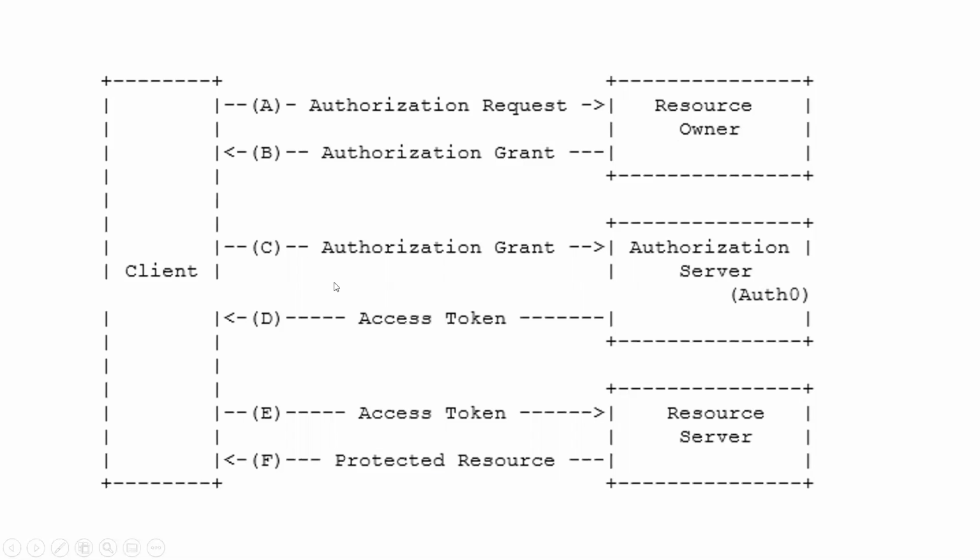So the first step is the user accesses a resource using the client application. Okay, let us take an example of Google or Facebook or Twitter. So you will send an authorization request to the user, that is the resource owner, and the client application.